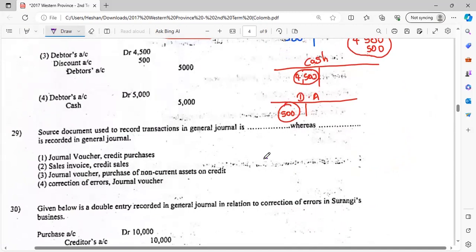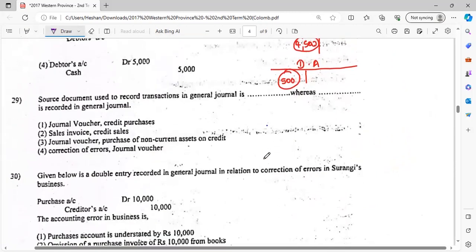The source document used to record transactions in the general journal is a blank, whereas a blank is recorded in the general journal. What is the source document we use to record transactions in the general journal? It's the journal voucher, no doubt. So our answer should be the first one or the third one. We can ignore the second and fourth. Credit purchase of non-current assets on credit basis: we record credit purchases in the purchase journal, so we should ignore this one.